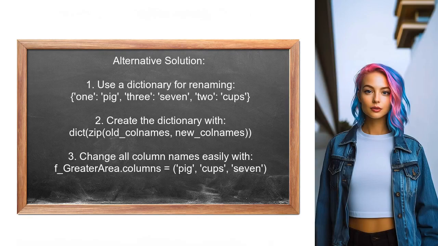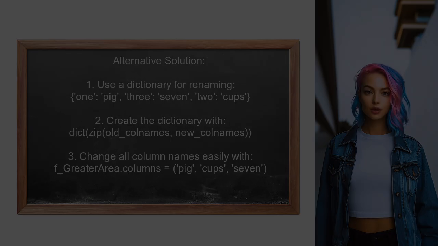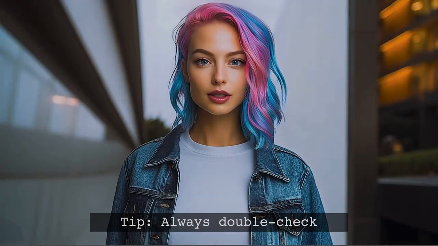An alternative approach suggested by another user is to use a dictionary for renaming columns. Instead of using a tuple, they recommend creating a dictionary that maps old column names to new ones. For example, you can use the code dict(zip(old_col_names, new_col_names)) to generate this mapping. Additionally, if you want to change all column names at once, you can simply assign a new tuple directly to df.columns.